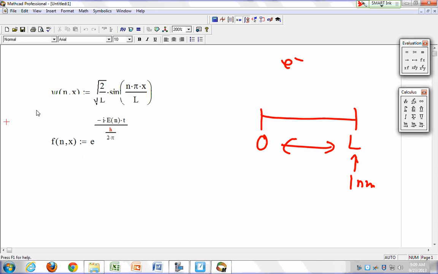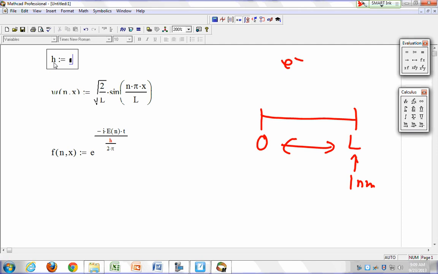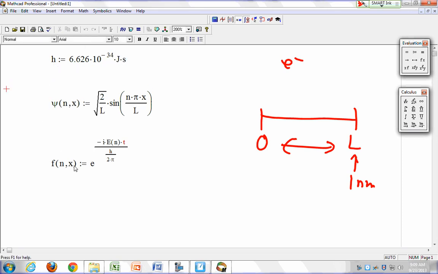Okay, and it's complaining it doesn't know what h is. So let's define h up here: 6.626 times 10 to the negative 34 joule seconds. Okay. It doesn't know what time is. Oh, this is a function of time. Okay. And it doesn't know what E is. So let's define the energy.